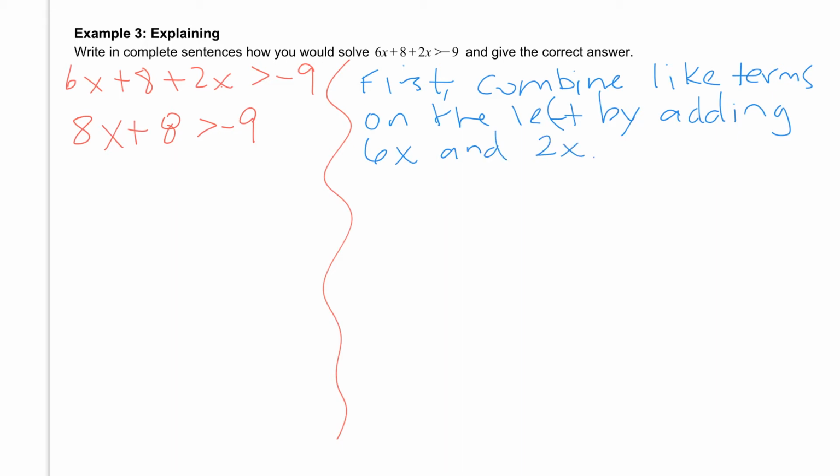Now if I come back to my work, on the left-hand side, I have x being multiplied by 8 and adding 8 to it. So the opposite of adding 8, since I have to get rid of that first, would be to subtract 8. So I'm going to subtract 8 on the left, which means I also have to subtract 8 on the right. Doing that gives me 8x is greater than negative 17.